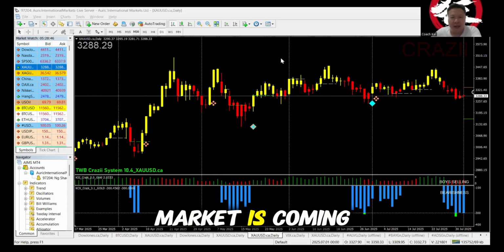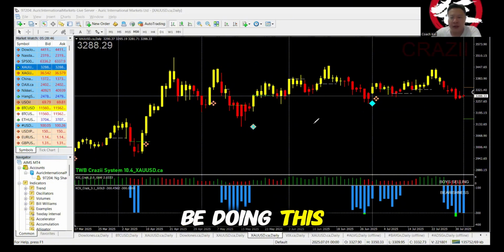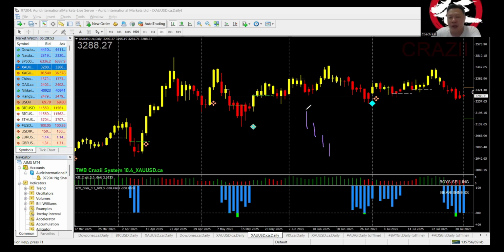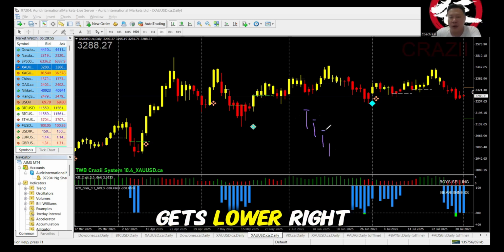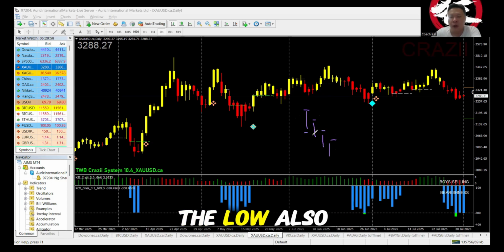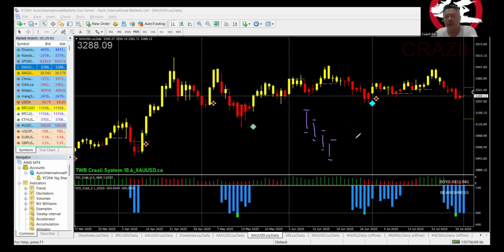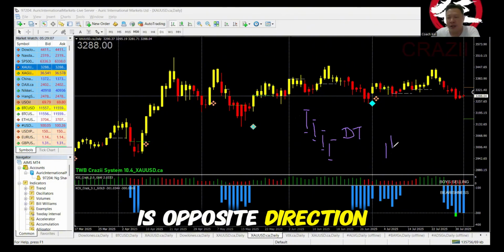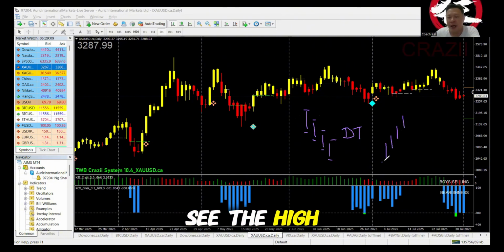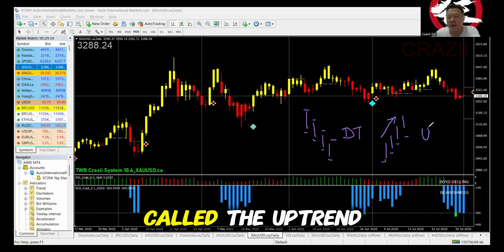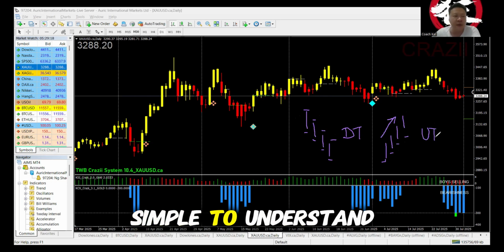When a market is coming down, it will always be doing this, getting lower and lower and lower, right? Now, what is the condition for a downtrend? Basically, the high gets lower, right? The low also gets lower. So this is a typical downtrend, okay? Now, uptrend is the opposite direction, whereby usually you see the low gets higher while the high increases, and this is called the uptrend. Okay, so it's very simple to understand this.